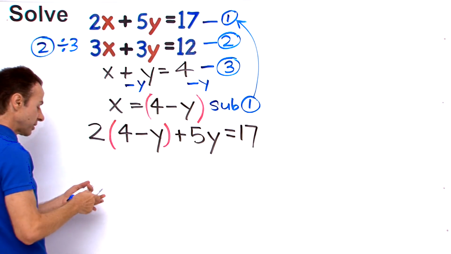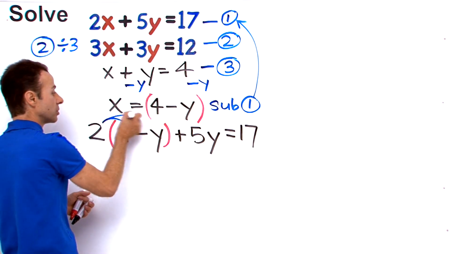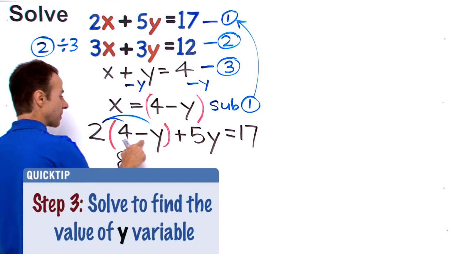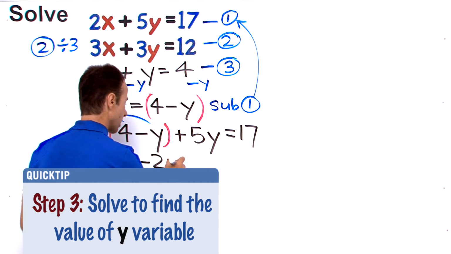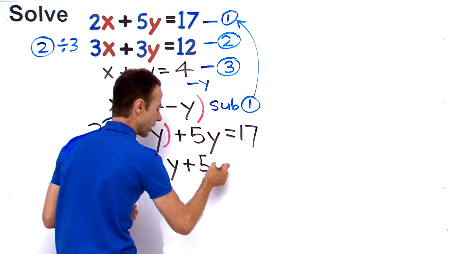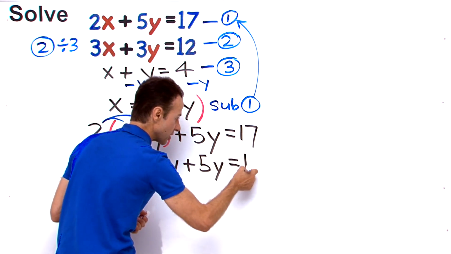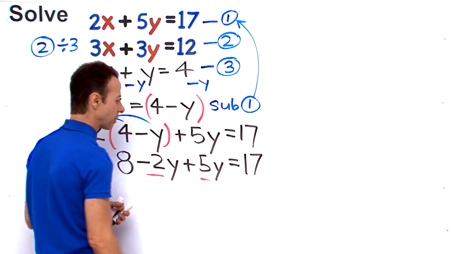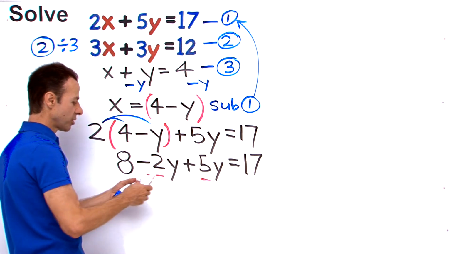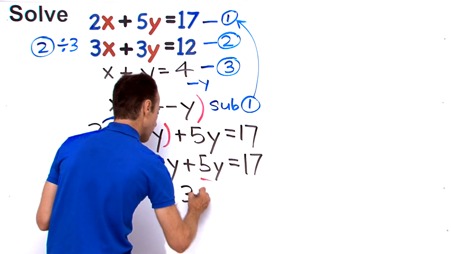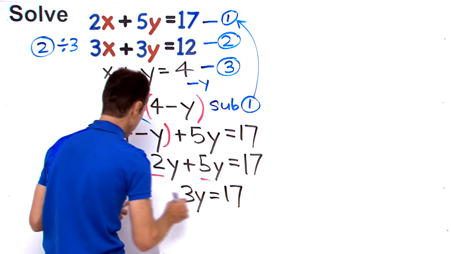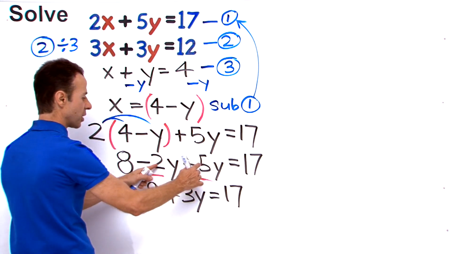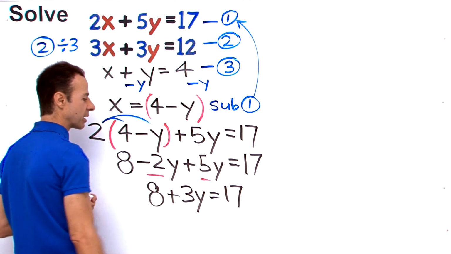Okay, let's expand and distribute here. 2 times the 4, 2 times the minus y. So 2 times 4 is 8. 2 times minus y is minus 2y, plus 5y. Bring down the equals, bring down the 17. Let's collect like terms. The like terms here are the minus 2y and the plus 5y. So 5 minus 2 is 3y. So that's 3y equals 17. It's plus now because 5 minus 2 is plus 3. So it's 8 plus 3y equals 17.